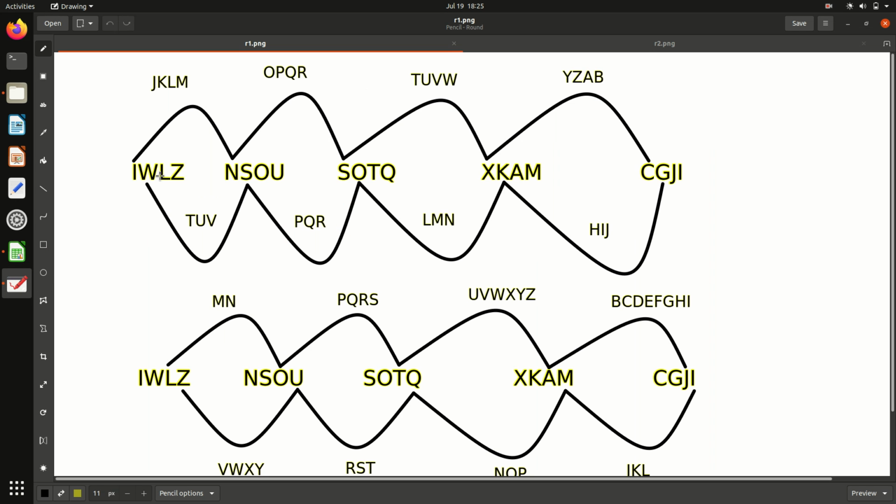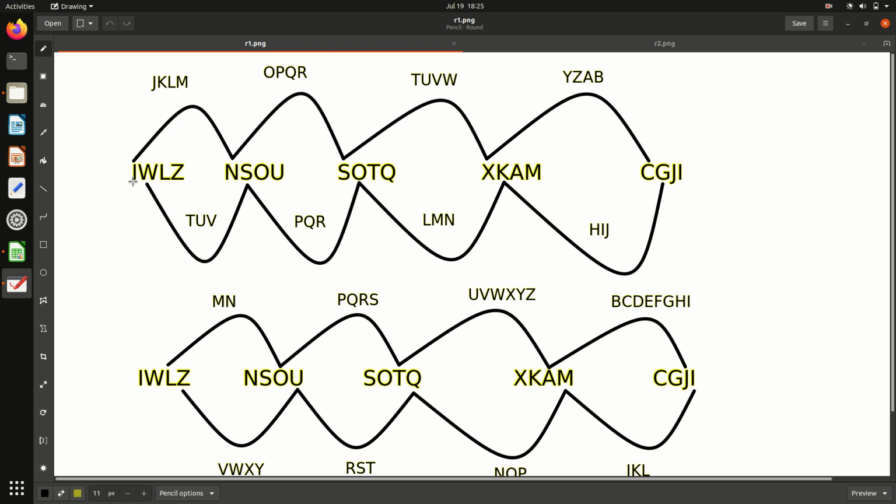So I have written all the clusters. So IWLZ and then 1, 2, 3, 4, 5. All 5 I have written. Now if you look carefully, there is some pattern in it. So if you take the first character of all the clusters, so I, N, S, X and C, you might be seeing some pattern.